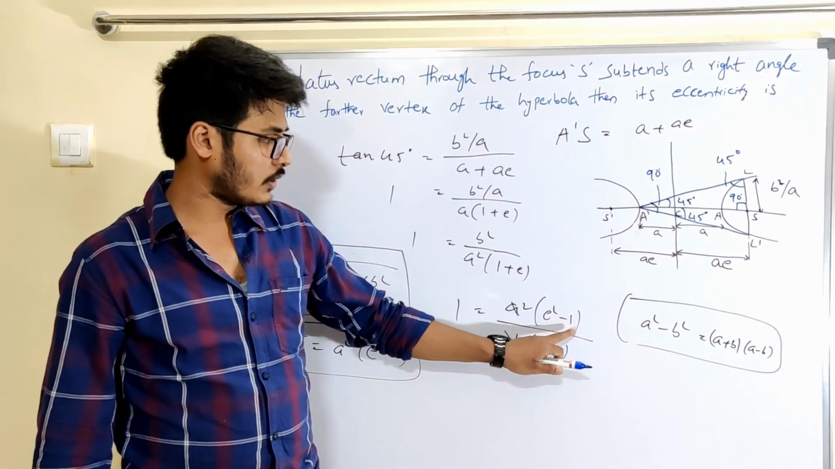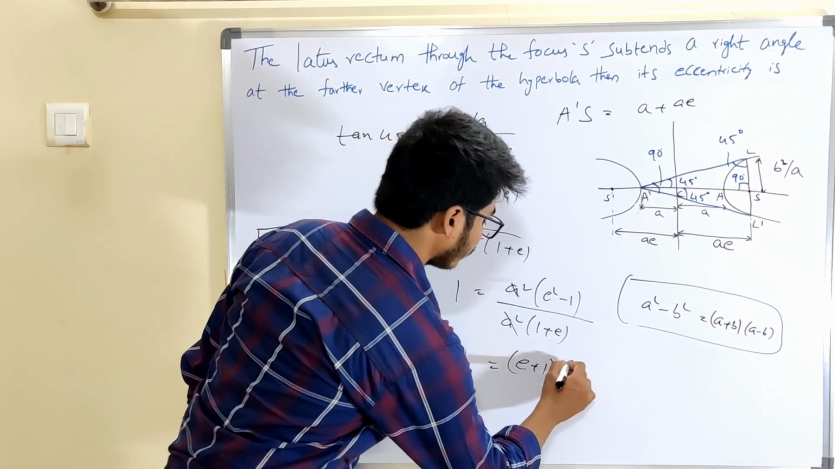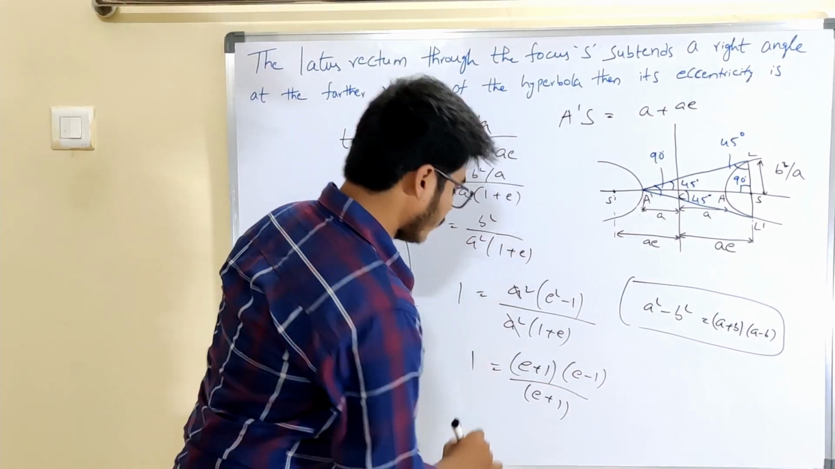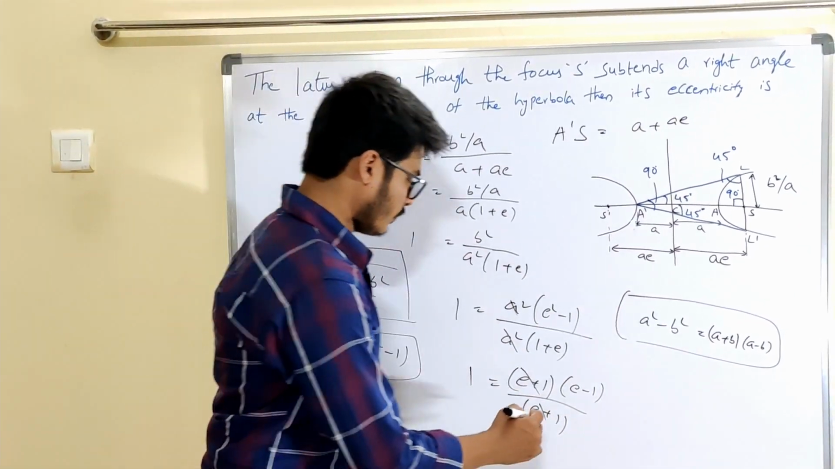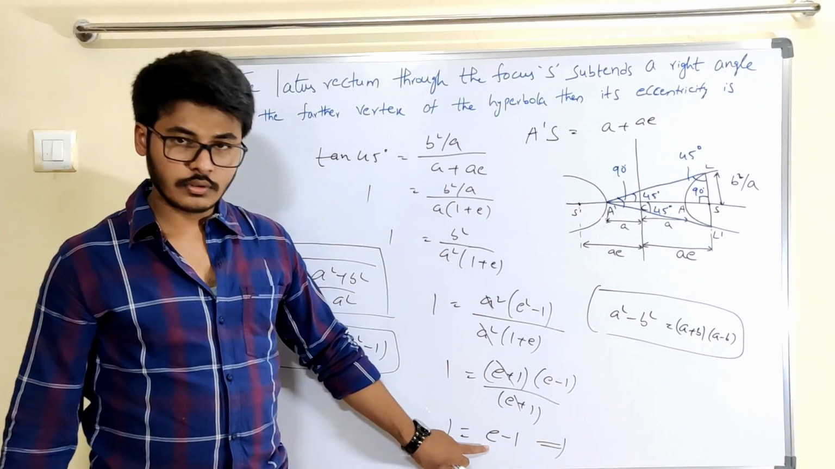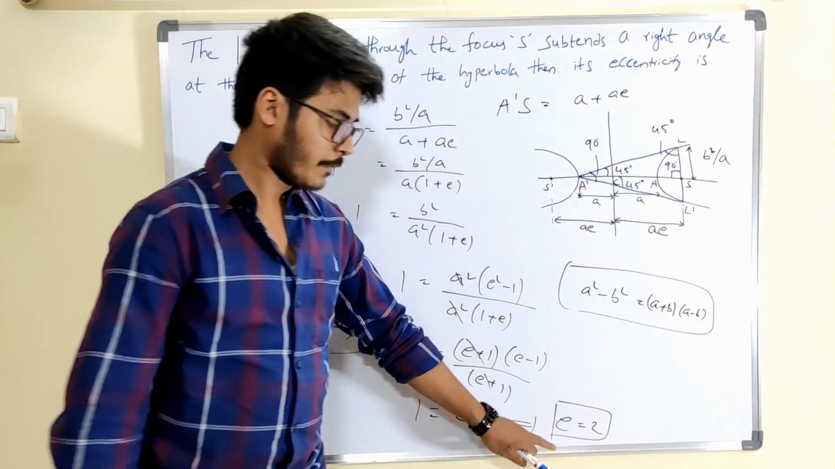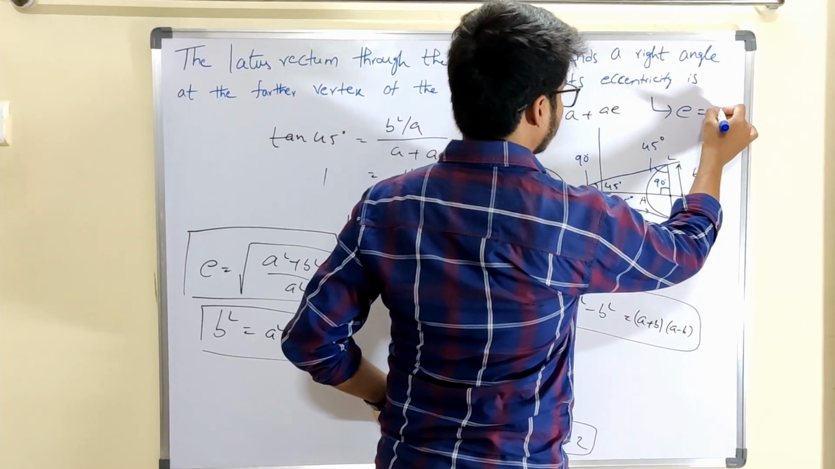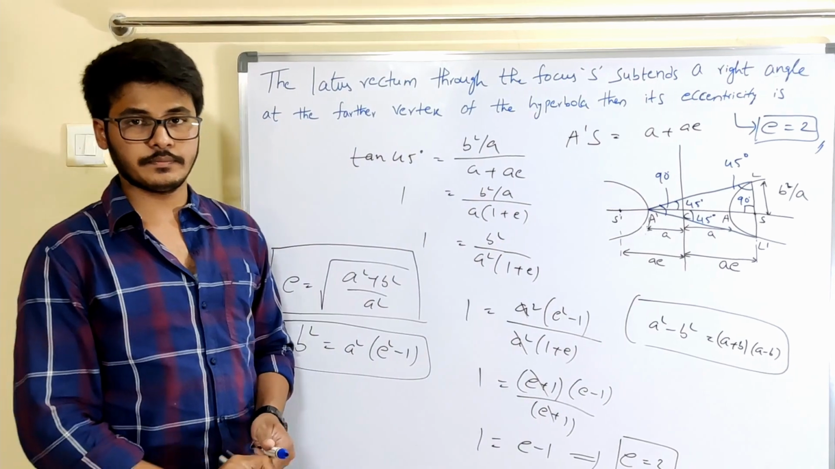So e square minus 1 is in the form of a square minus b square. So we can write it as e plus 1 into e minus 1 divided by e plus 1 is equal to 1. Here e plus 1 and e plus 1 will get cancelled out. So 1 is equal to e minus 1. So eccentricity e is equal to 2. This is the solution for our given question.